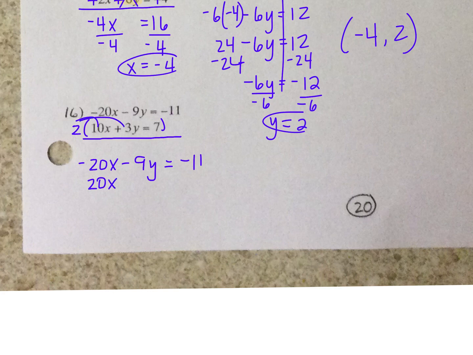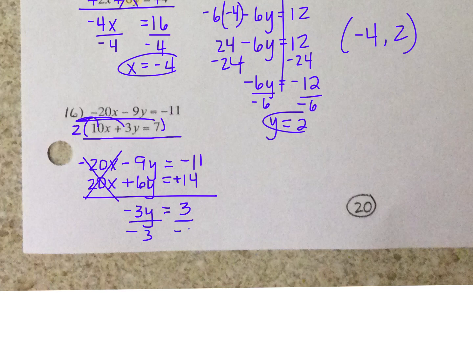20x plus 6y equals 14. Well, negative 20 and positive 20 mark out. Negative 9 plus 6 is negative 3y equals negative 11 plus 14 is 3. Divide by negative 3, so y is negative 1. I'm going to rewrite the top problem. Negative 20x minus 9y equals negative 11.